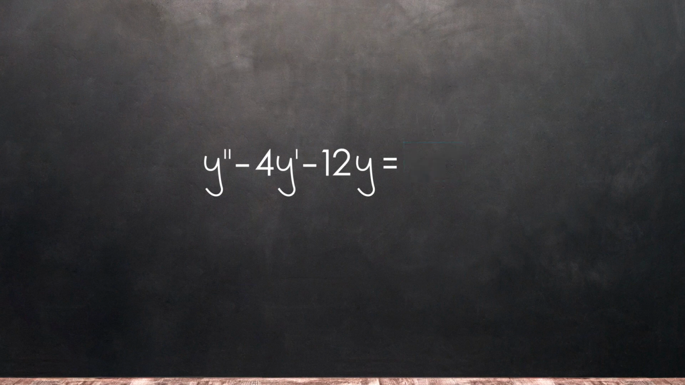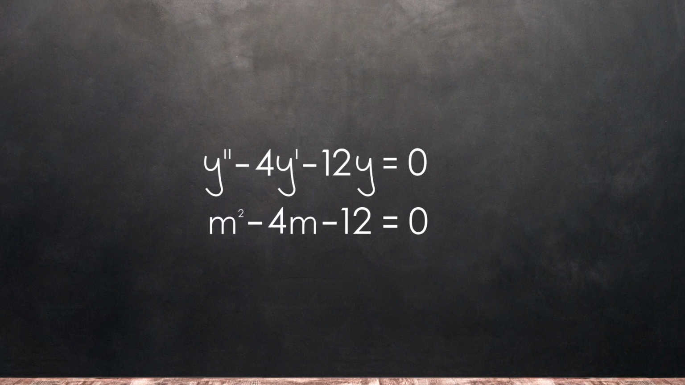First, we solve for the homogeneous or complementary solution, h of t. We will discuss why we must always solve this before the particular solution later in the video. The characteristic equation that corresponds to this equation is m squared minus 4m minus 12 equals 0.